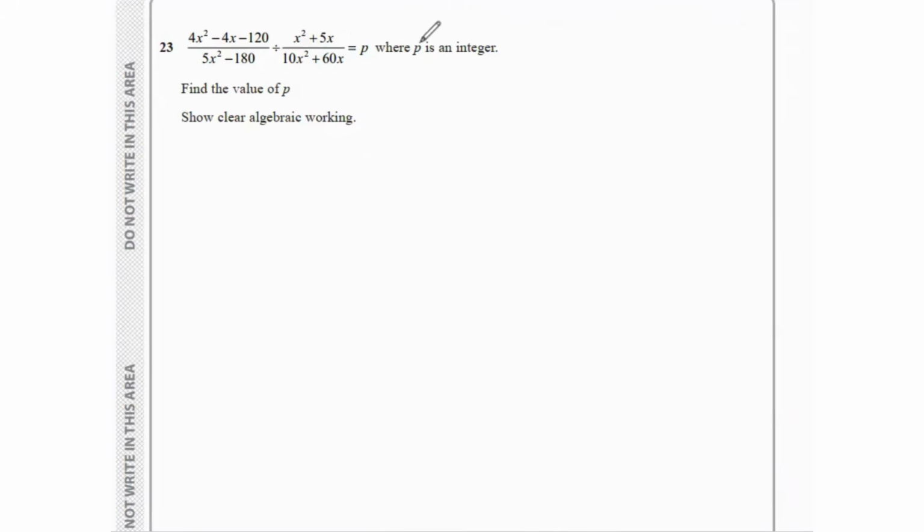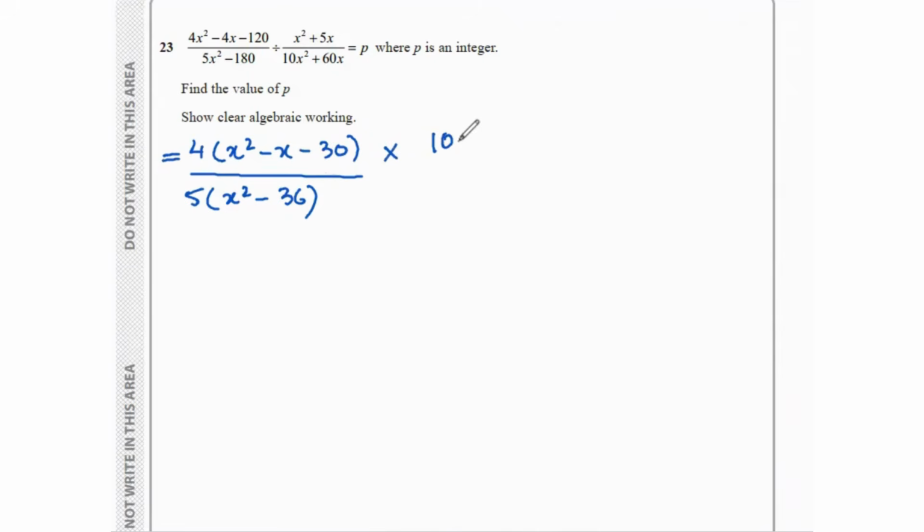So for that, we have to factorize the numerators and the denominators and then simplify the fractions and then divide the two fractions. So if you look at the numerator over here, we can begin with taking 4 common. So 4 bracket x squared minus x minus 30. And over here, we can take 5 common. So that's going to be x squared minus 36. I'm going to change the division to times and take the reciprocal of the second fraction. So we have 10x squared plus 6x over x squared plus 5x. And this equals to p.